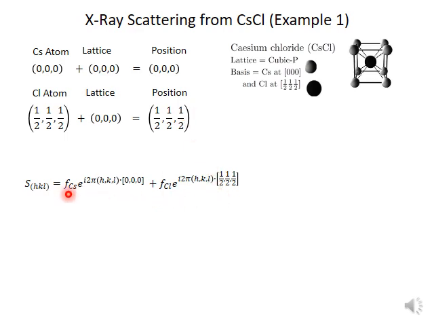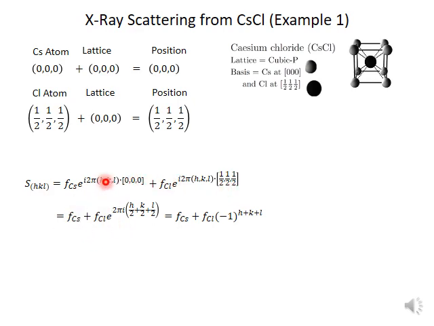And for the cesium atom, you have the atomic form factor of cesium, which would be different from the atomic form factor of chlorine, because the cesium atom would scatter differently than a chlorine atom. Multiply by this phase, in this case e^(i2pi hkl dotted with 0 0 0), because that's the position of the cesium atom in the unit cell, plus the atomic form factor of chlorine multiplied by this phase factor, in which you have the atomic position of chlorine rather than cesium, which is a half, a half, a half. You do that dot product, and what you get is this.